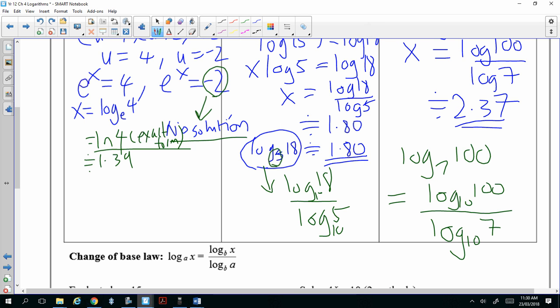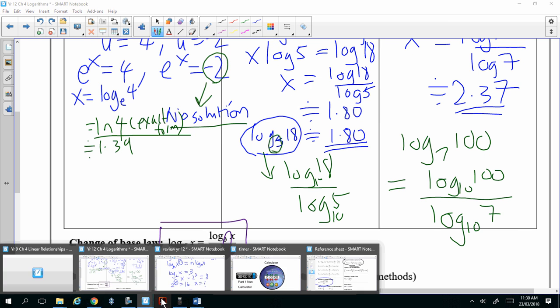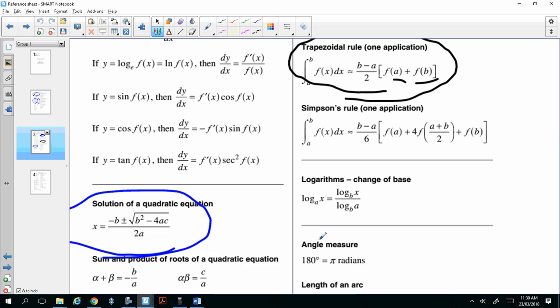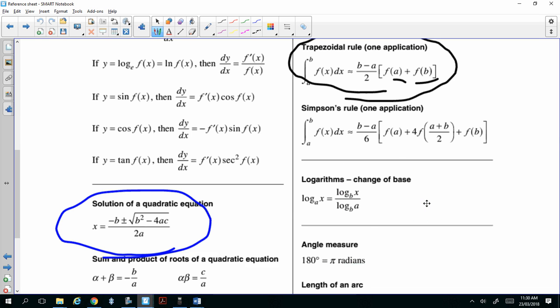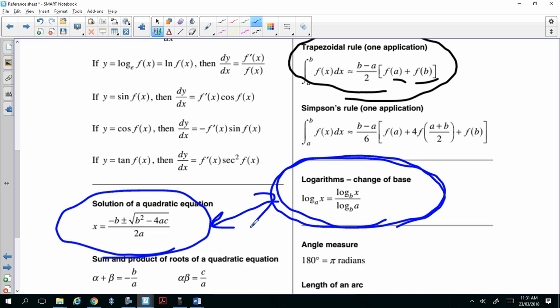Log base a of x equals log x over log a. And this is actually on your formula sheet. If you look at your formula sheet, this is what we have there. So remember, this is in here, next to the quadratic formula, the change of base law. Okay? Let's try to use this change of base law to do some questions.